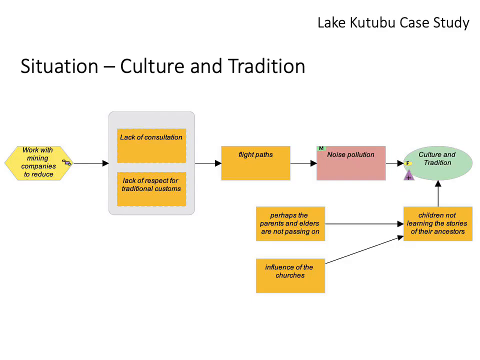When we look at the Lake Tubu case study, we've got here a target, which is culture and tradition. And the biggest threat that was identified for this was noise pollution, which was caused by flight paths. The reason there was a problem with the flight paths is there'd been a lack of consultation and people felt there was a lack of respect for traditional customs. So one of the strategies identified was to work with mining companies to reduce this noise pollution problem.